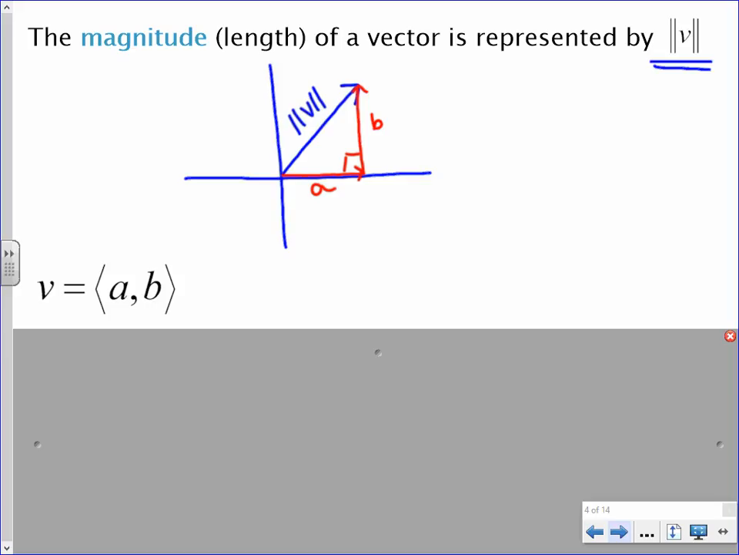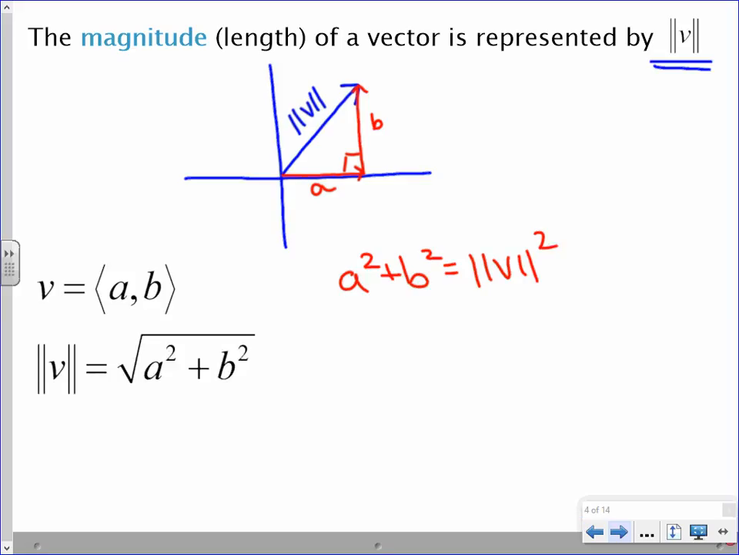You said right triangle trig. Right triangle trig. Pythagorean theorem falls into right triangle trig. You did say right triangle trig. Okay. We know that a squared plus b squared would have to equal the magnitude squared. Do you agree? Therefore, the magnitude is just the square root of a squared plus b squared. We like the Pythagorean theorem, right?